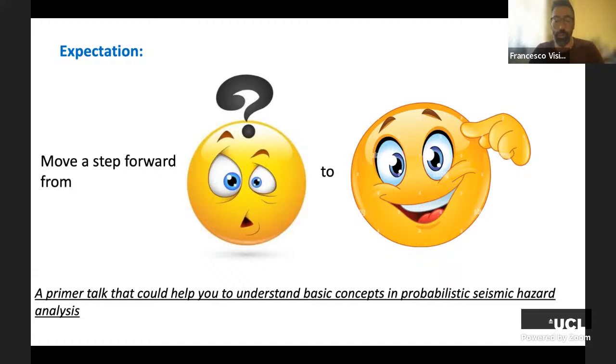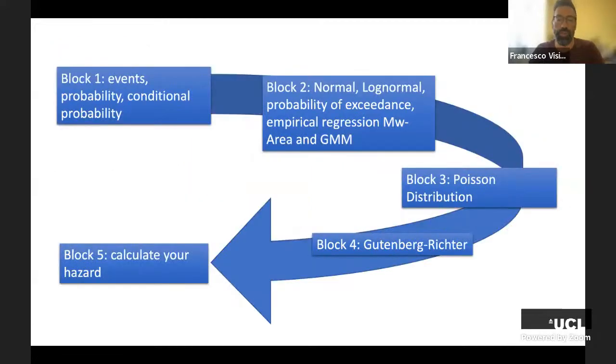So I will talk about very simple concepts, and we will move through 5 sections, starting by defining what an event, probability, and conditional probability are. That's a very important aspect of our research. We will then look at some distributions, in particular the Poisson distribution, and have a quick look at the Gutenberg-Richter. At the end, I hope you have time to try a calculation of the hazard using a very simple model, so that you can really understand what we do with seismic hazard assessment.